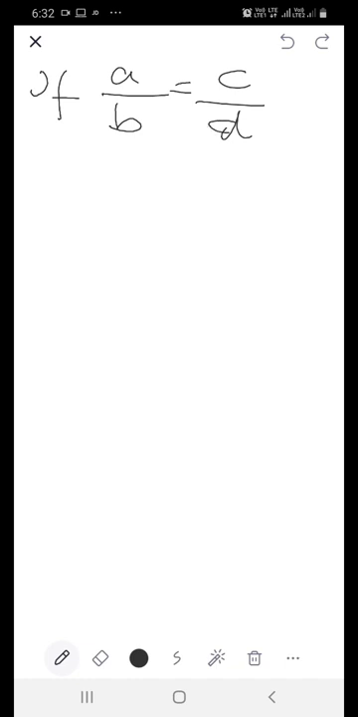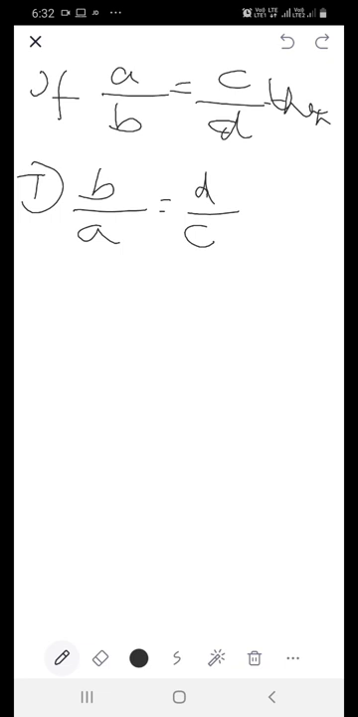Now to use the properties of proportion, it will be given to you that two ratios are in proportion. If a upon b is equal to c upon d, this will be given in the question, and you are going to apply the properties to solve the questions. If a upon b is equal to c upon d, then the first property which I am taking is b upon a becomes equal to d upon c. What I have done in this, I have taken the reciprocals. So this property we call it as invertendo.